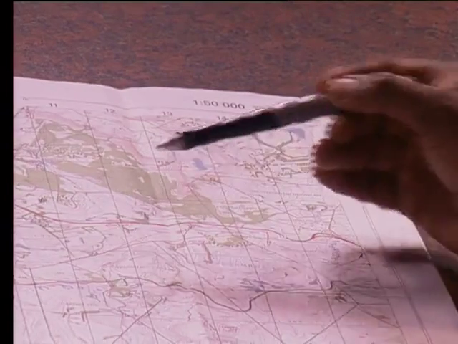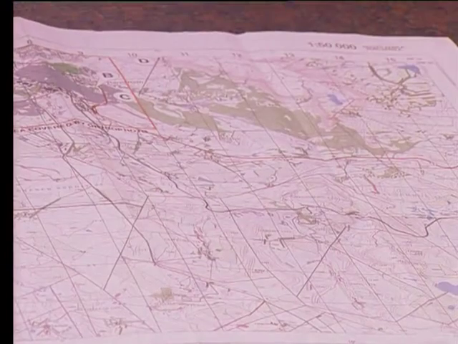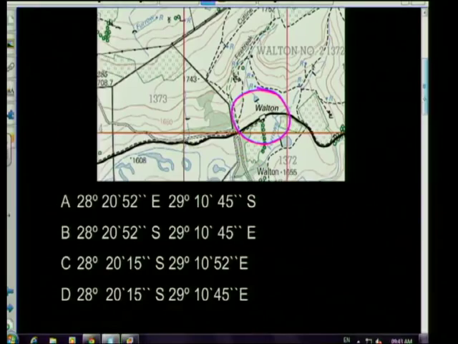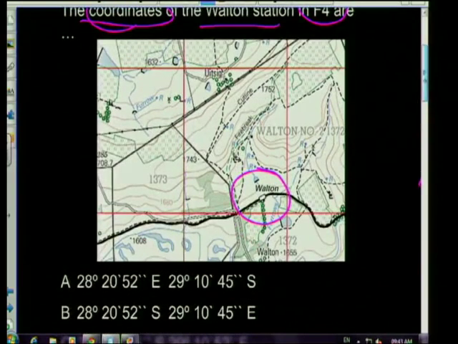Let's go to the options in our multiple choice. So let's look at our multiple choice options. There's Walton Station again. And note what we've done. We've moved up to the line to the top and to the line to the left. 28 degrees, 20 minutes, 29 degrees, 10 minutes. What I should note is, here's the catch. In this example, the latitude is given east and the longitude is given as south. So that is incorrect. Let's go to the next option.